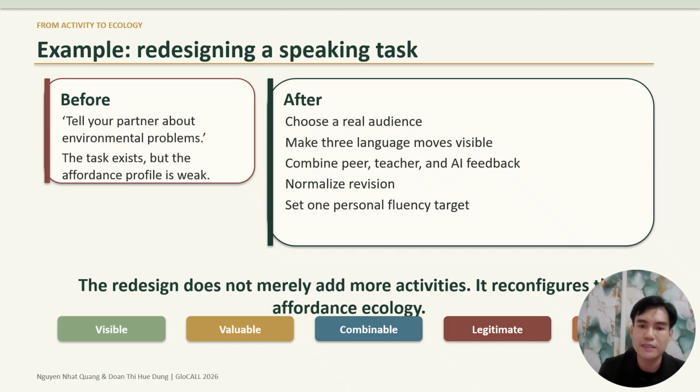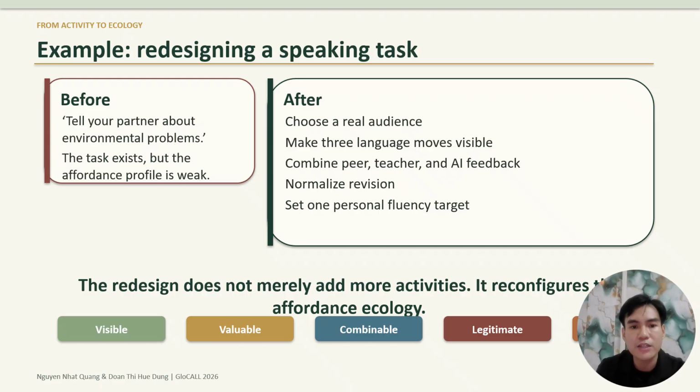An affordance-based redesign asks how we reconfigure this ecology. We may ask the learner to choose the real audience, such as first-year students or local families. We make three language moves visible: define the problem, give one example, and propose an action. We combine peer feedback, teacher feedback, and AI-supported rehearsals. We normalize the revision by saying your first recording is not your failure, this is your data. You can improve by working on it.